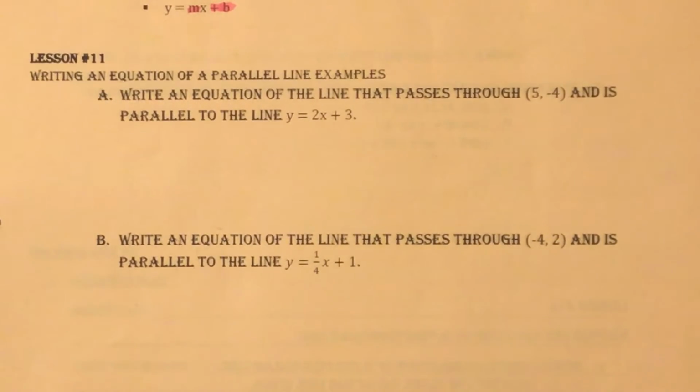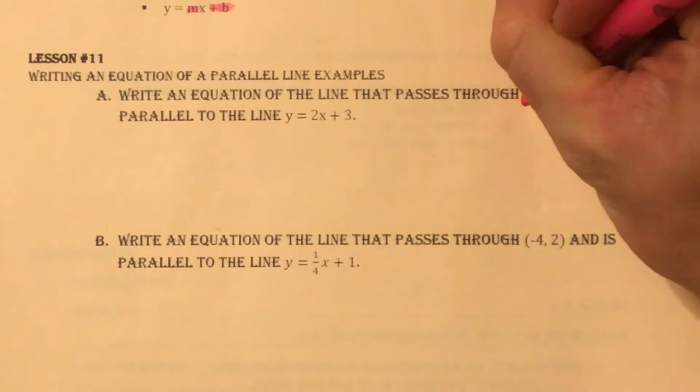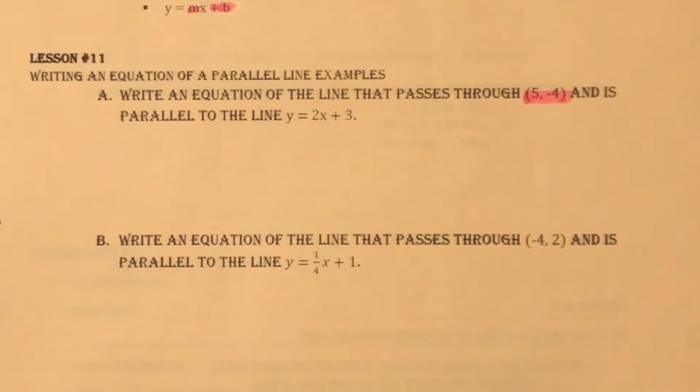So we're on to lesson number 11, which is all about writing an equation of parallel lines. We talked about the process in lesson number 10, but in lesson number 11 we're going to go through two examples of how this works. In example A, it says write an equation of the line that passes through the point 5, negative 4. So this is the point they've given us on the line that we need to write the equation for. And it is also parallel to the line y equals 2x plus 3.